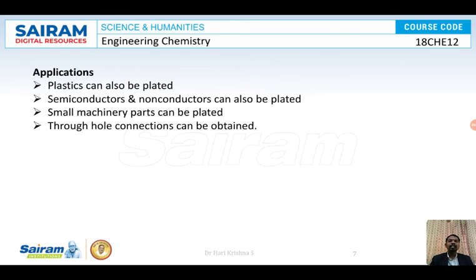Okay. So let us see the applications. Plastic can be plated, semiconductors and non-conductors can also be plated, and small machinery parts which cannot be plated using electroplating can also be coated. Through hole connections can be done in your PCB. The major application of electroless plating is in your PCB, that is your printed circuit board. So let us see that printed circuit board.